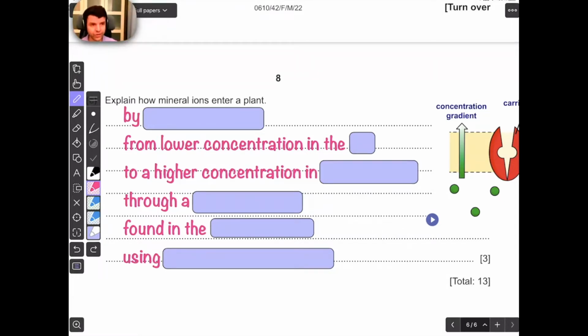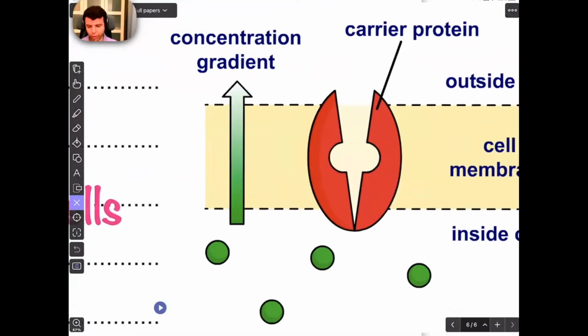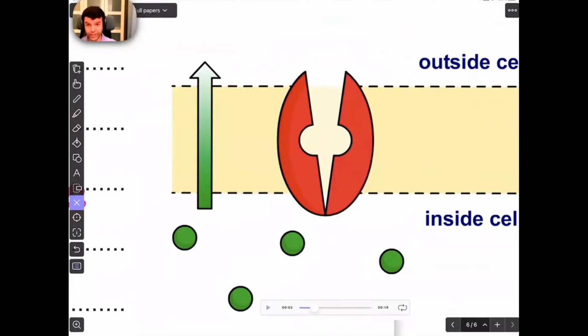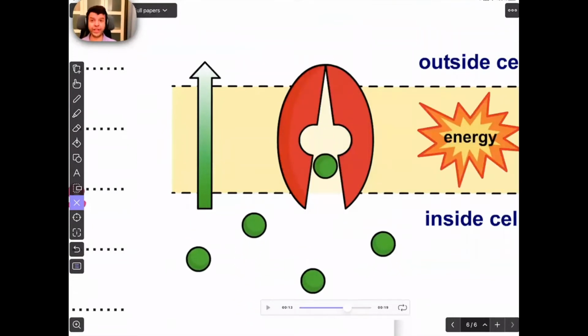So how do I start? I give a title. I say this is active transport. From where to where, Yusuf? From lower concentration to higher concentration. Very good. Low concentration in the soil. High concentration is going to be inside the root hair cells. Through what? Through this, right? You know what we call this? We call it a protein carrier. It has a specific name, right? Carrier protein or protein carrier.